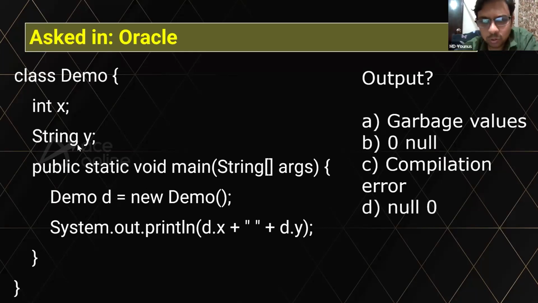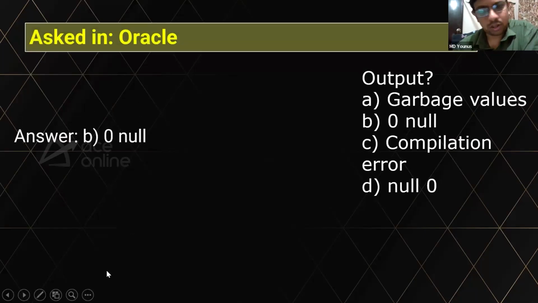The default constructor is providing them. So you see, we don't have any constructor here. The correct answer is zero and null, not zero and zero, Pranay, because string is an object, so its default value will be null, and for integers it will be zero. So the correct answer is zero and null.